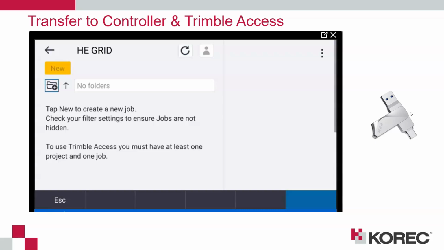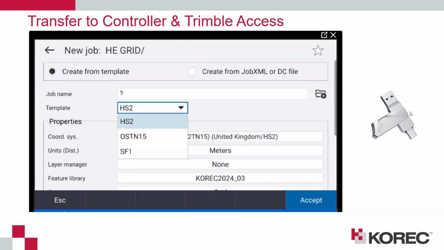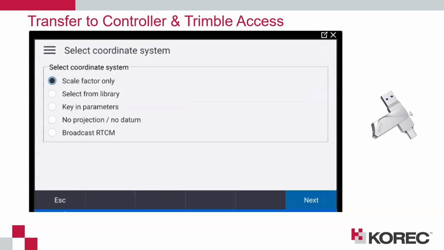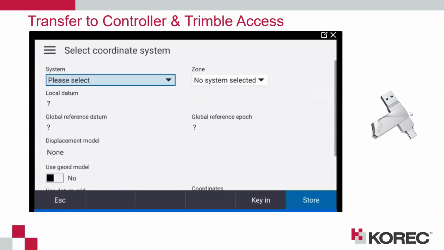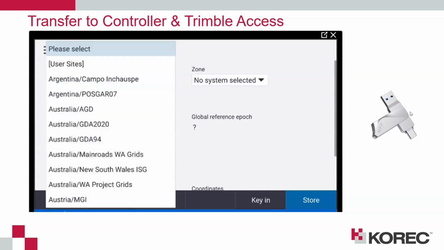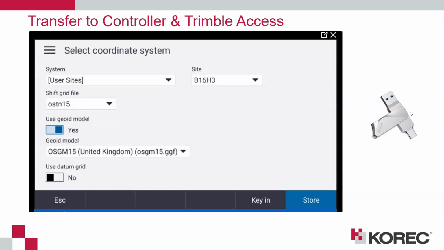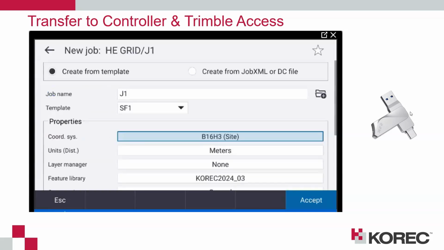So back in Trimble Access, a new job can be created. There's a job name, and using the coordinate system button and select from library, you can browse into user sites and pick the new local grid zone definition from that section to set as the coordinate system to use with the new job.